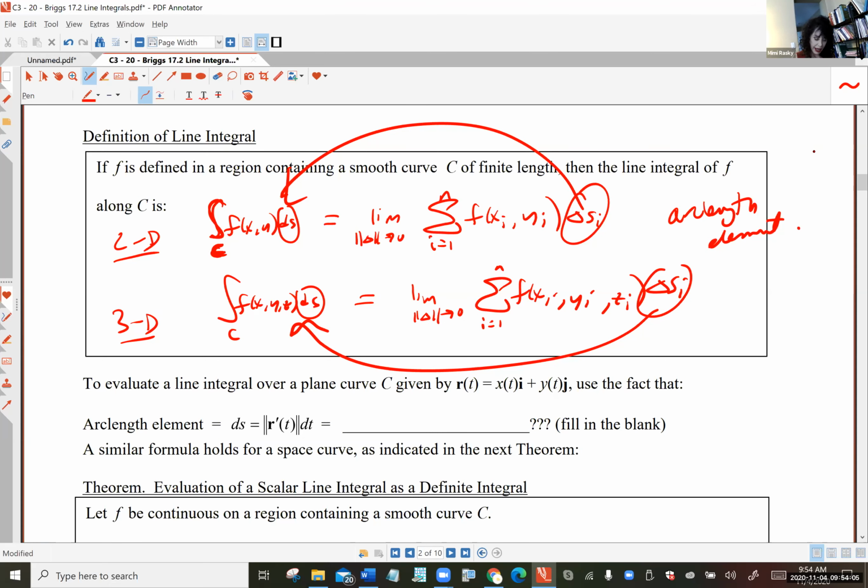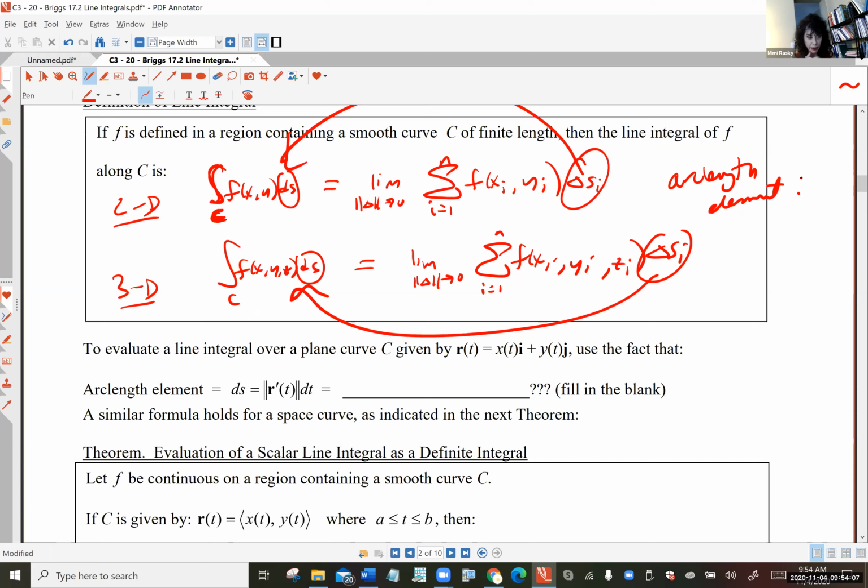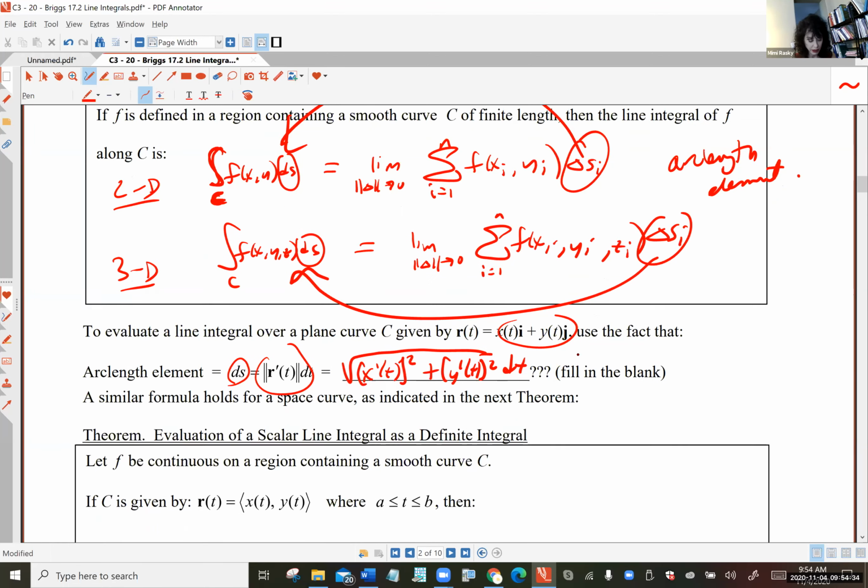And the arc length, hopefully I remind you of this because we did this 2 months ago. The arc length, little ds, is speed, the magnitude of velocity, dt. So if you have a 2-dimensional curve, then the speed is going to be the square root of the sum of the squares of the components of the velocity vector, and then you got your dt. And then a similar formula holds for a space curve. You just add the z prime squared.